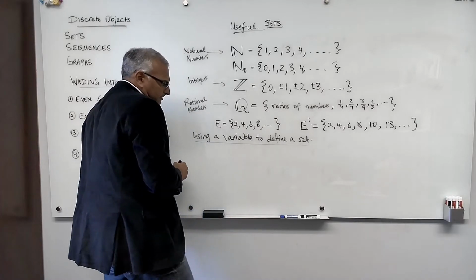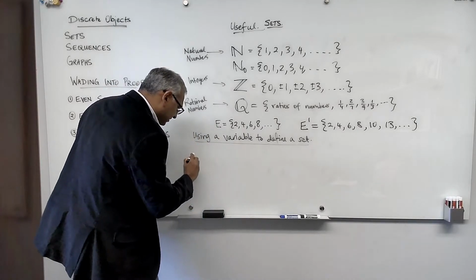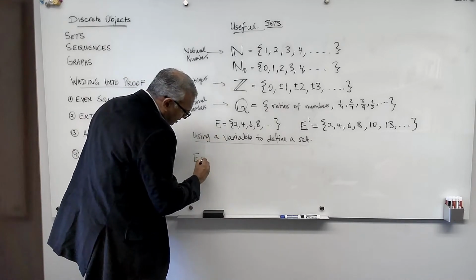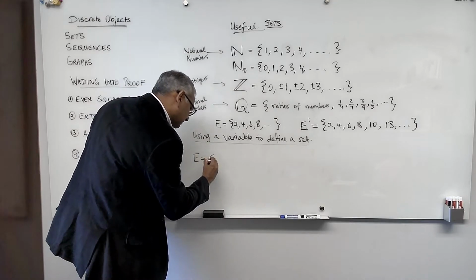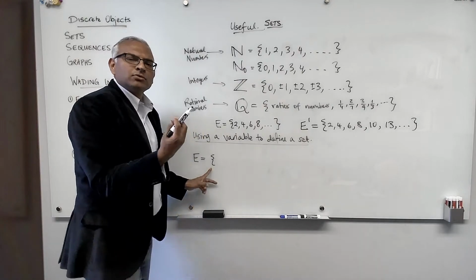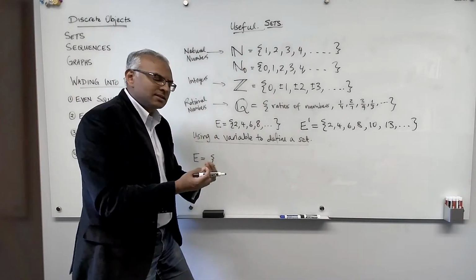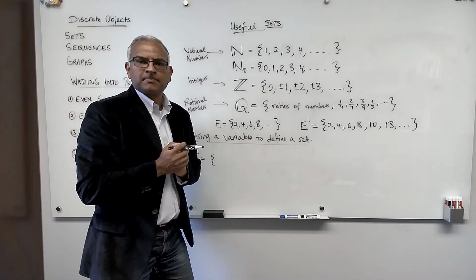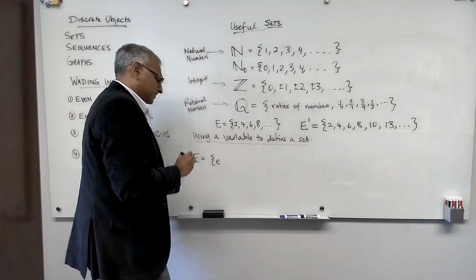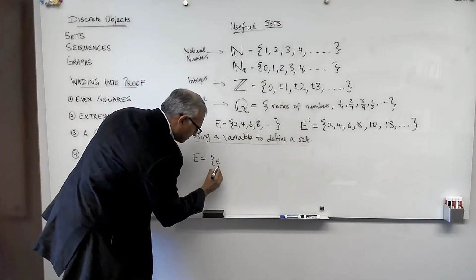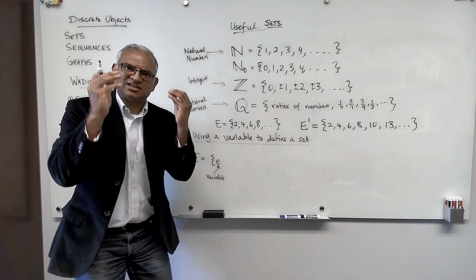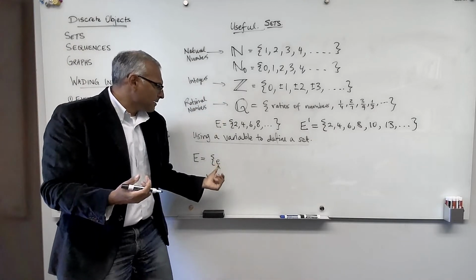So the idea is that when we're defining a set, we will define it in the following way: the set of even numbers is equal to a set. That's why the curly brace. Now I'm going to need a generic way to represent a typical member of this set. So I'm going to use a variable. I'm going to use the variable E. So this is the variable. What is its value? We don't know. It's just representing a member of this set.